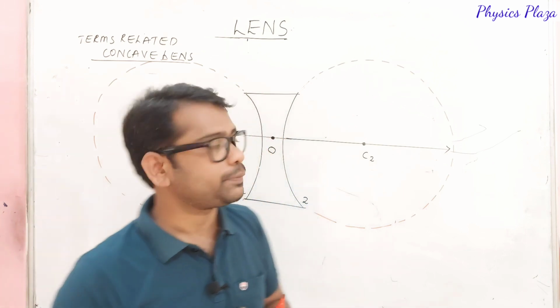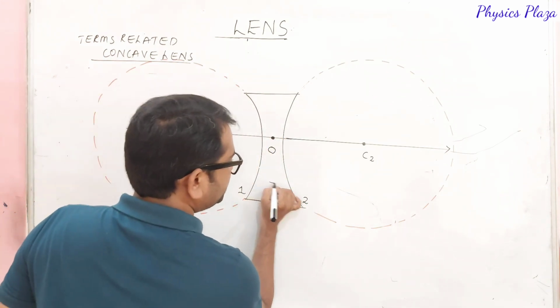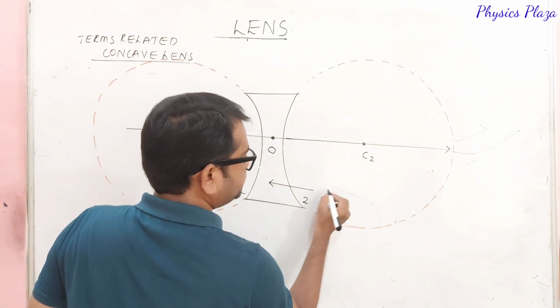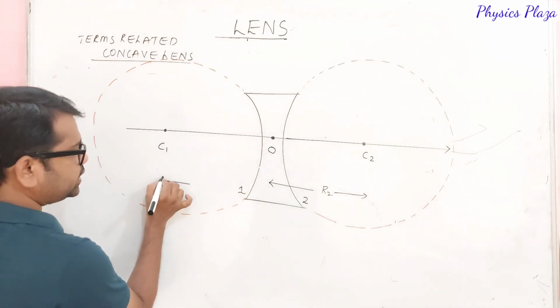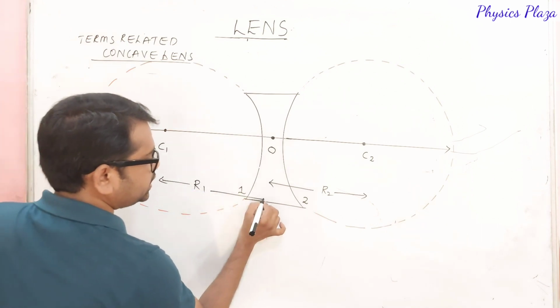is called the optic center. And children, here the distance between the optic center and this center of curvature is called R2, and this we can take as R1.